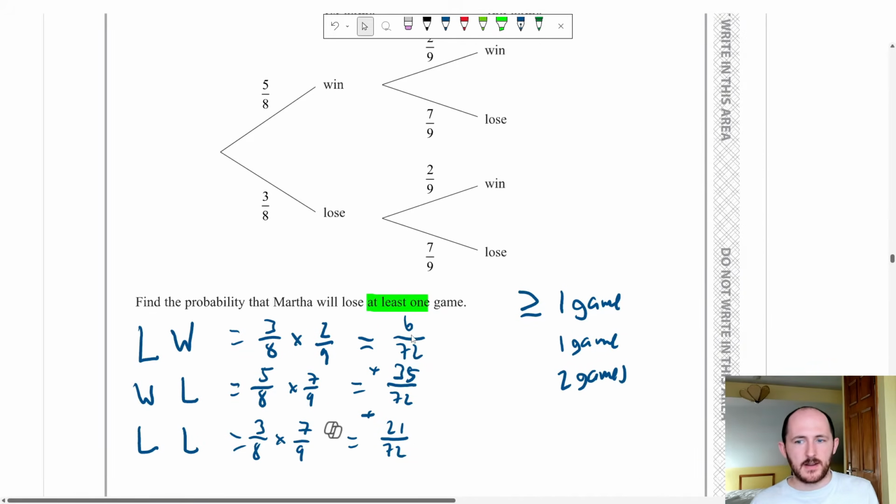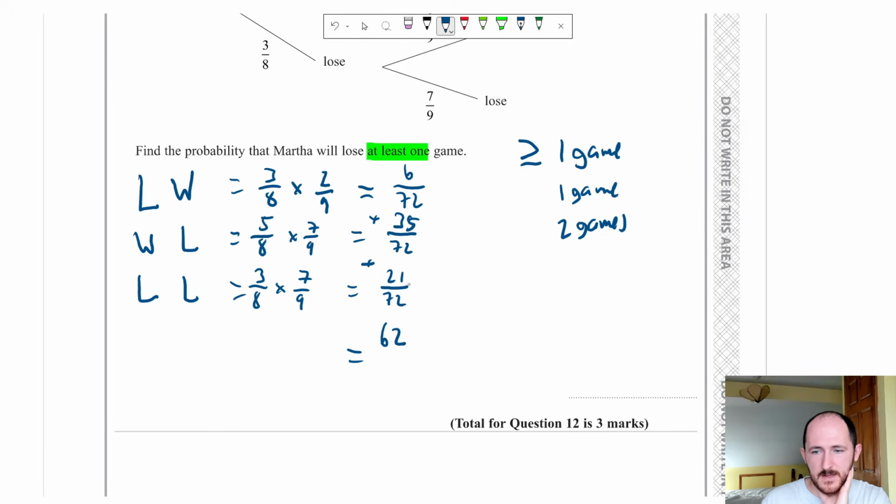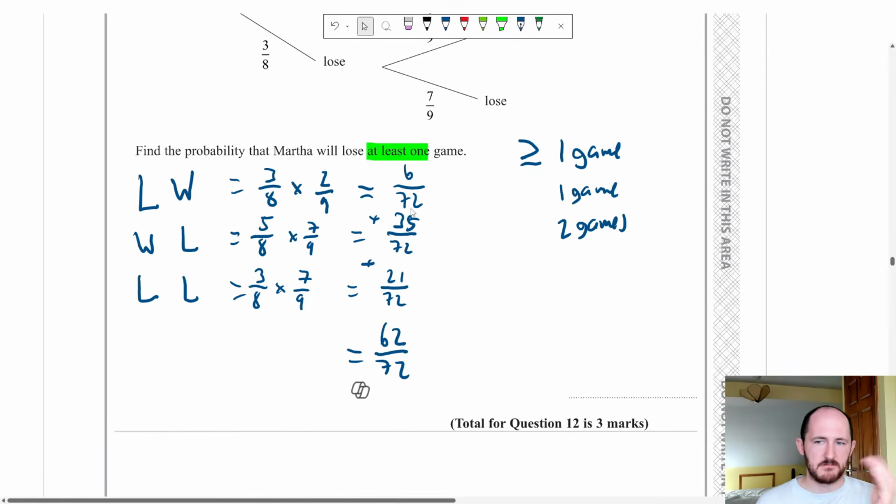It's less likely, right? Again, think of Infinity War, Doctor Strange, right? Only 1 timeline where they win. In this case, we have 3 timelines, so it's more likely to win, right? More likely to succeed. So if we add that all up, 6 plus 35 is 41. Add 21 is 62. Out of 72. And that's exactly why I didn't simplify the fractions, because I can add them up really nice and easily. For the third mark.